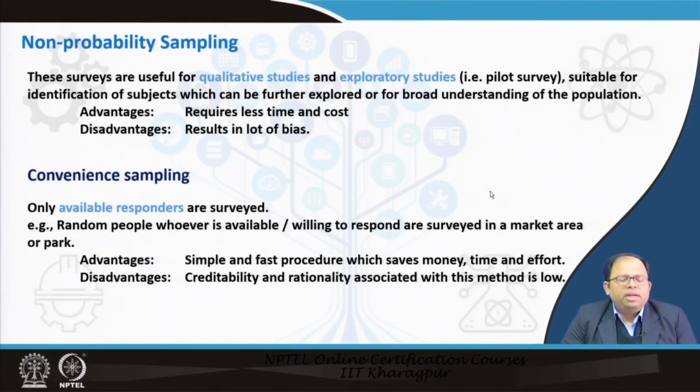So then coming to non-probability sampling, these surveys are mostly useful for qualitative studies and exploratory studies like a pilot survey. That means before we even go for the actual survey, we may conduct a pilot survey to find out about the characteristics of the population. We want to explore the problem in question or the objective of the study in question. We need to have a broad understanding of the population so that we can actually design our sampling procedure. So this is a pre-step to the actual sampling that has to be done. But again, there are other studies which are qualitative, where we don't need to do detailed random sampling.